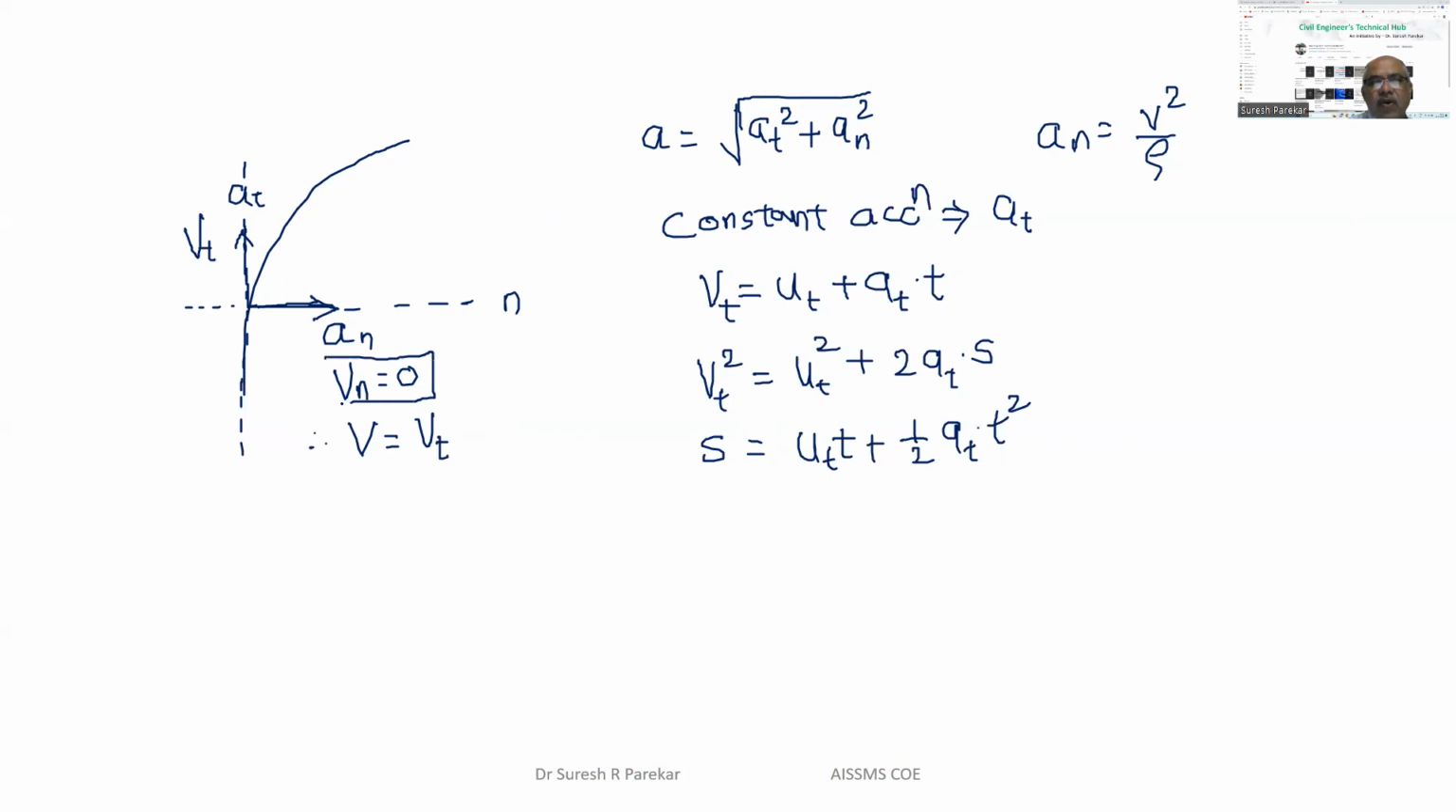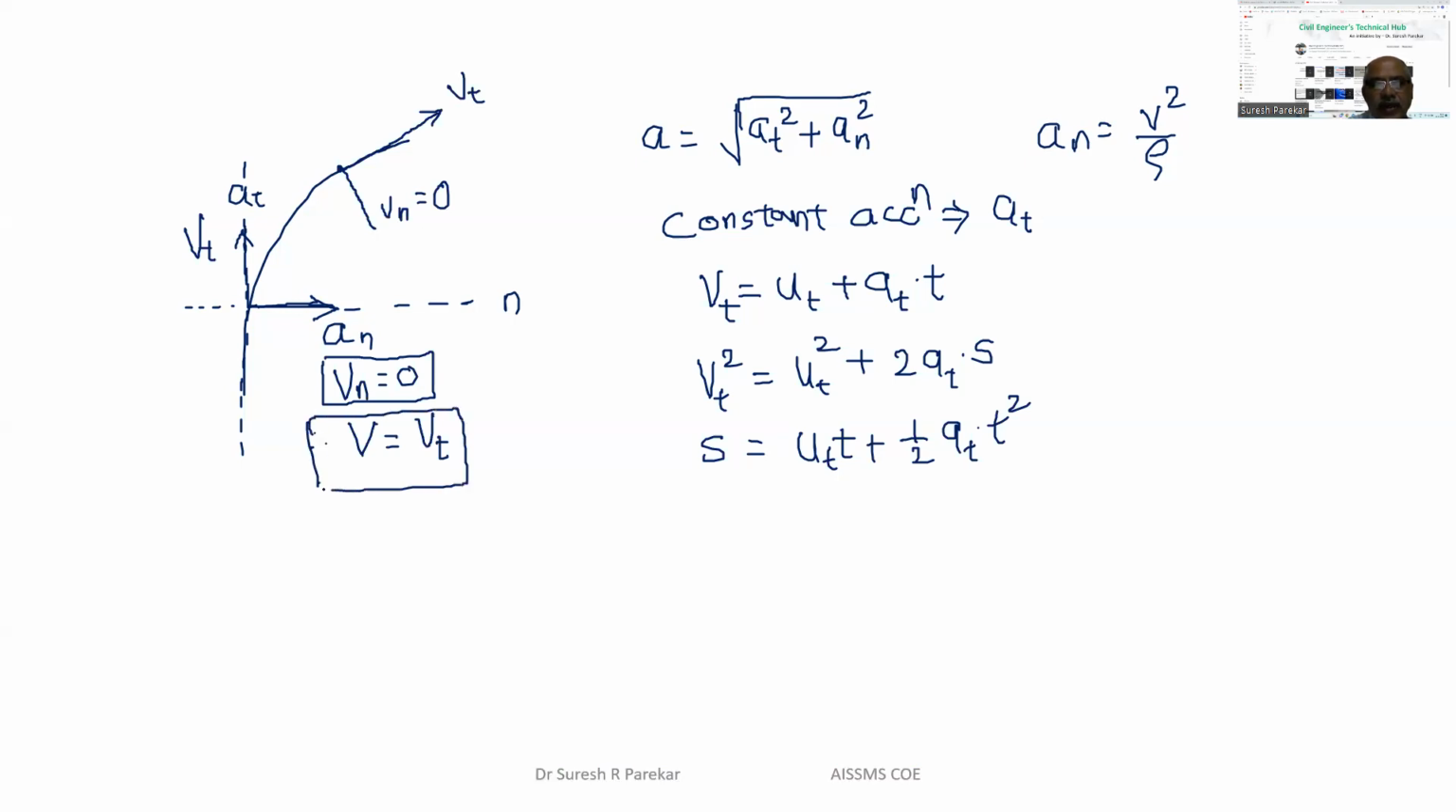Vn is always 0. If we have Vn, then the body will not stay on this curve; the body will come towards the center. To keep your body on the curve, we should have Vn 0, and the velocity at any point is tangential to the curve. The normal component of velocity is always 0, and therefore we always have V equal to Vt.